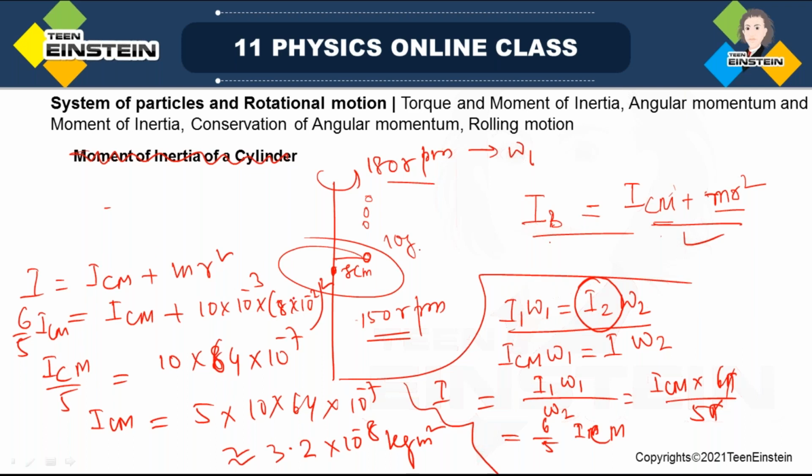We can calculate from here I1 omega 1 is equal to I2 omega 2, and omega 2 we know. Omega is the angular velocity that can be obtained as 2 pi f, and rpm actually is the frequency per minute, not per second. Frequency means revolutions per second, so whenever there is rpm you have to divide that by 60, then you will get rps. So you have to divide by 60 and multiply by 2 pi. Okay, so this is how you have to solve the problem.